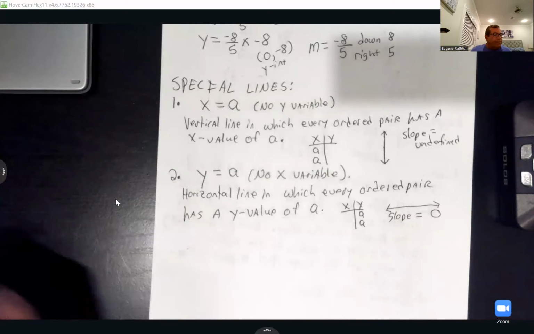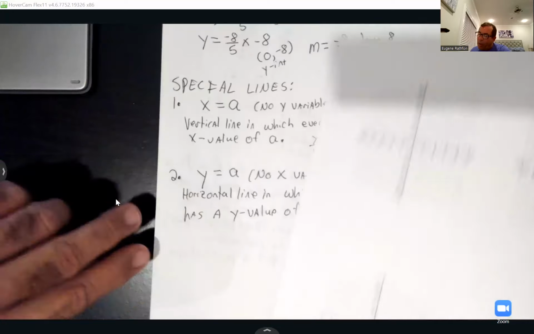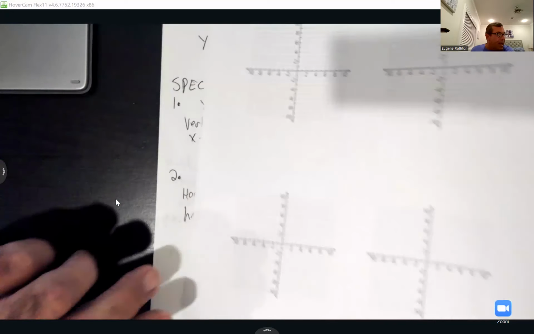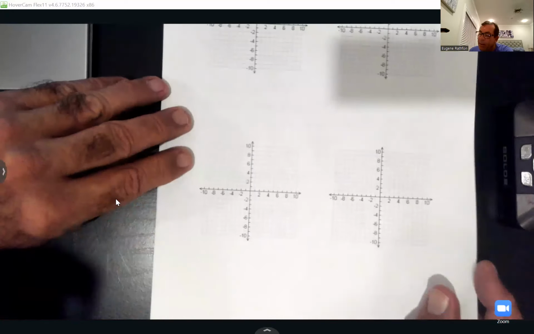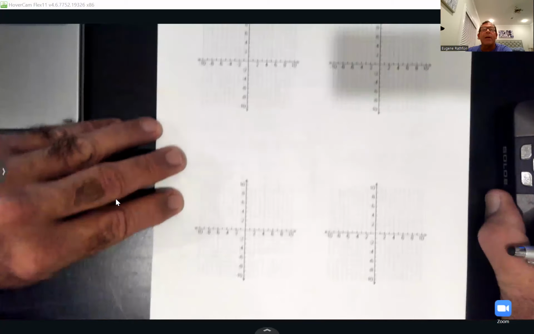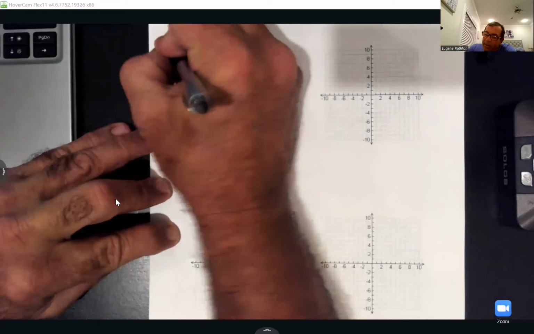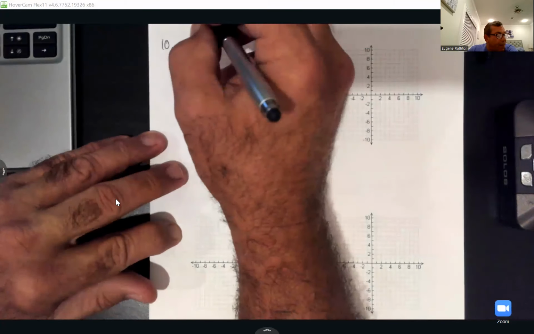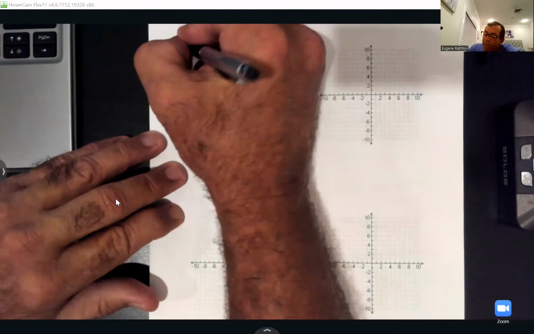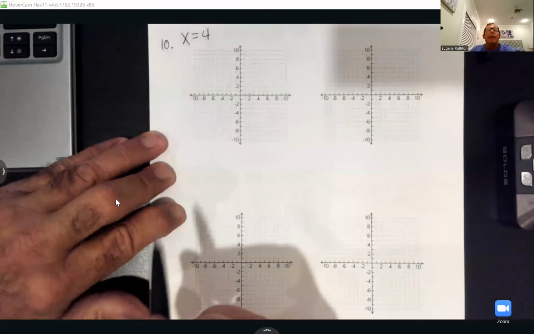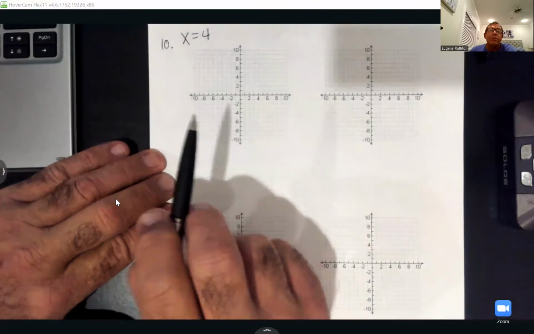So let me graph some of these using those problems. So this will be my number 10. All right, so I'll move my camera up. All right, so number 10 here wants me to graph x equals 4. And then they want me to tell what the slope is.